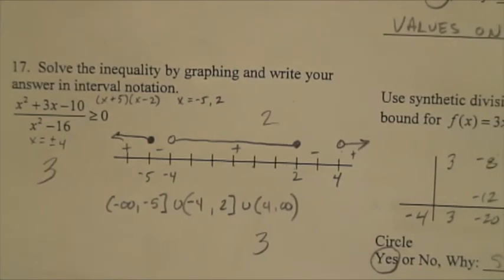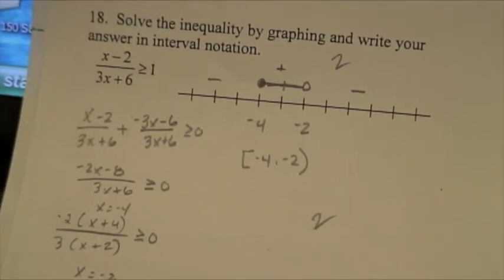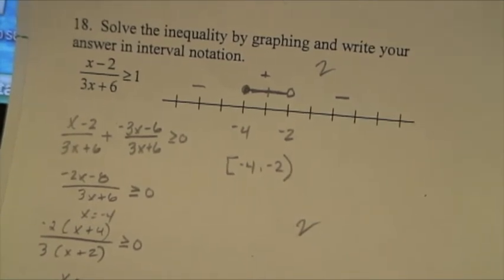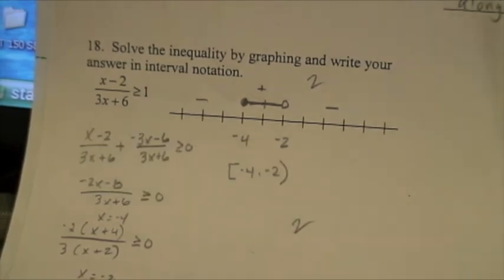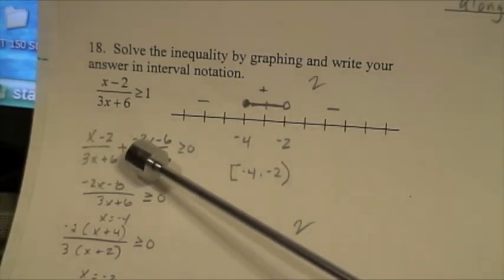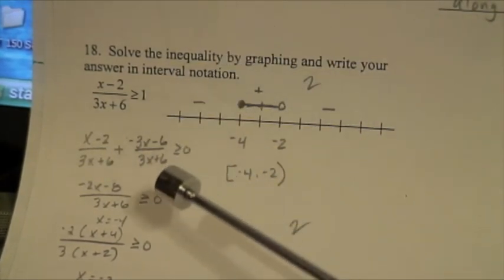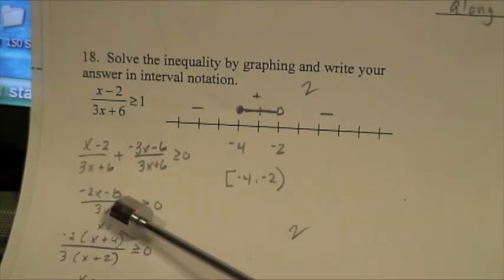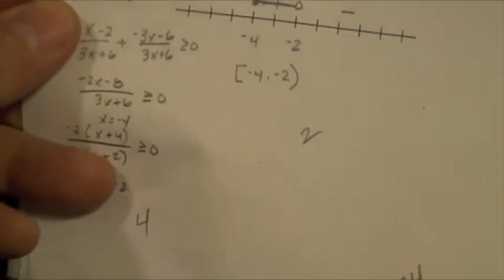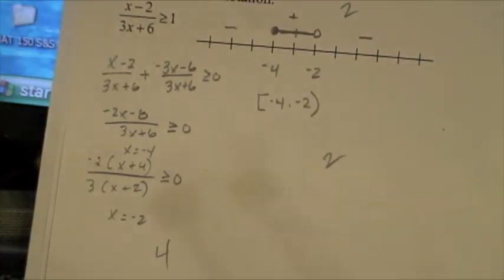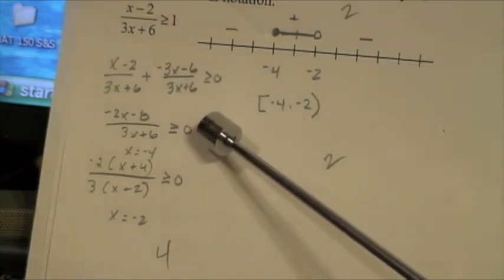Number 18, the problem here, which a lot of us overlooked, is the fact that it's not set equal to 0. So you have to subtract over the 1, and then you have to multiply the top and the bottom by that denominator. So that would give me negative 3x minus 6, because I need to multiply that again, that denominator, by a negative 1. That gives me common denominators, combine like terms. I now have negative 2x minus 8 over 3x plus 6 greater than or equal to 0.